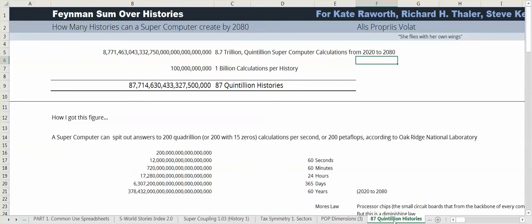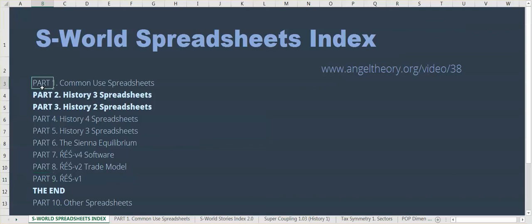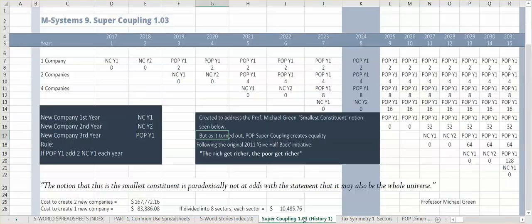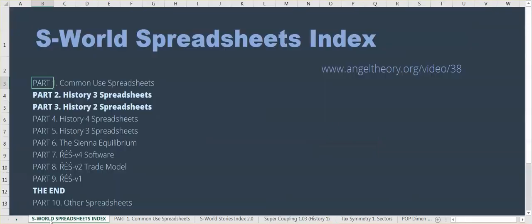Okay, this is less abstract because we're going to make 87 quintillion different versions of what we're seeing now. Let's just put that into perspective. Here's the spreadsheet's index. So far we have history one, because that was the Michael Green one, history two, history three, and that's odd, I've got an error there. I'm going to be correcting errors as I go. That shouldn't be that. Let's just write error. Anyway, as you can see, there's only four histories so far.